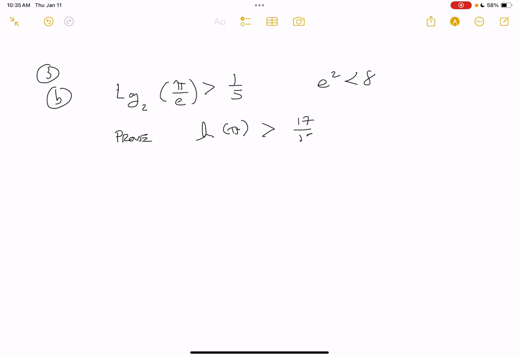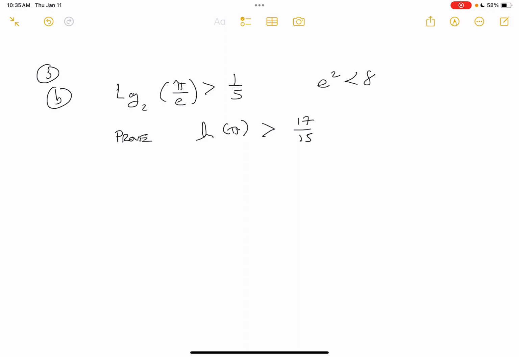We're still on problem number 3, part B. What they told me? They told me that the log base 2 of pi over e is greater than 1/5. All right? What else did they tell me? They told me that e squared is less than 8. All right? What do they want me to do? They want me to prove or show that the natural log of pi is greater than 17/15. And then the question is, is it related to what they said was the base change formula?